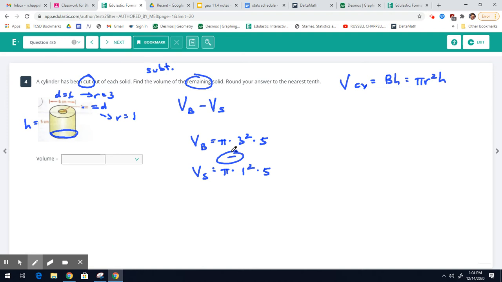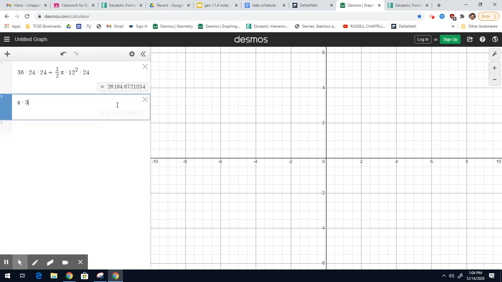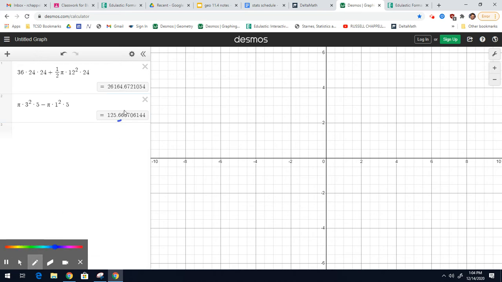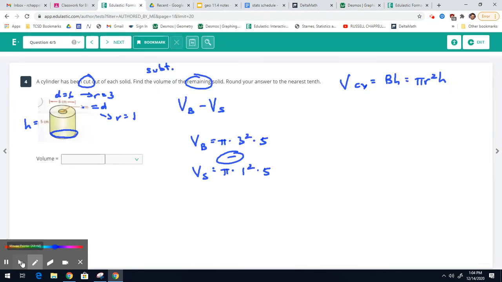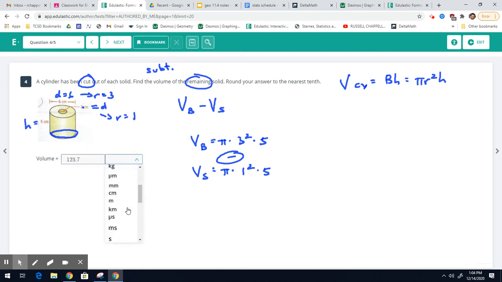So I'll take a picture of that, and then I'll go to the graphing calculator. All right, here we go. I need to take pi times 3 squared times 5 and subtract pi times 1 squared times 5. And there we go, 125.66. It said to the nearest tenth, so that second 6 rounds the first 6 up to a 7. 125.7, and it's something cubed. If I take a look at that problem, centimeters cubed. 125.7 centimeters cubed. There we go.